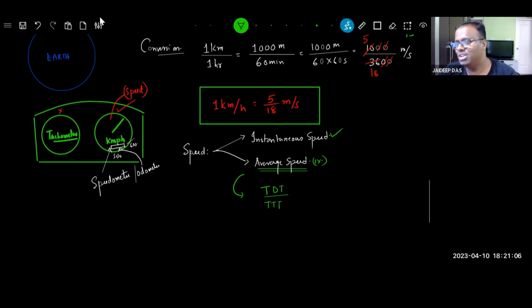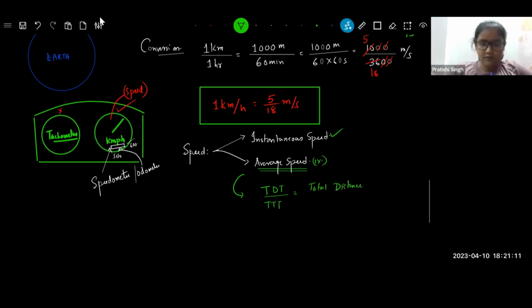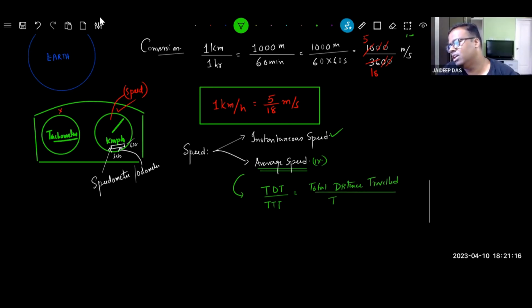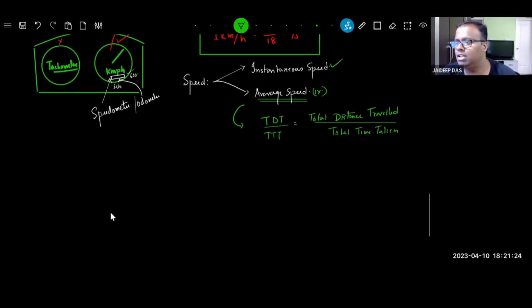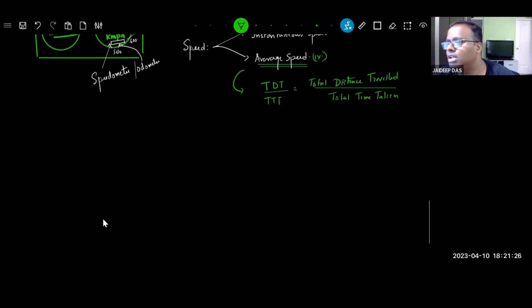Theek hai na? So the formula is total distance traveled, total time taken. Okay, got it? Ab isme bahut sare interesting discussion karenge. Let's see some data in which you can catch people. Let's say there is a family and this family wants to travel from Hyderabad to, say, Mumbai by car. And Hyderabad to Mumbai is roughly around 700 kilometers.